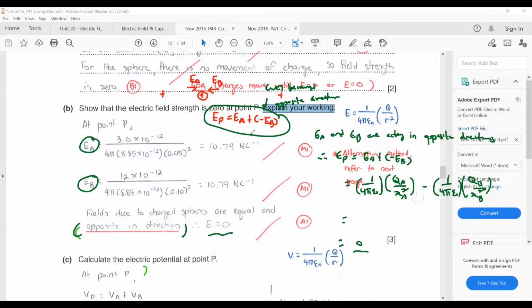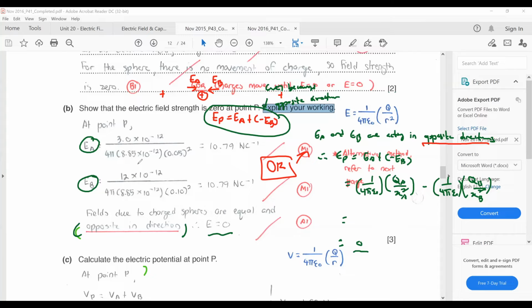Also can be used. The explain your working part here, strictly speaking, just wants you to say this. They want you to specifically point out that EA and EB are in opposite directions. Alright, so you can either do it this way or you can either do it this way. Personally, I prefer this way. But this one I just follow from the marking scheme last time when I look at it. Alright. Okay, so if you're okay with that, then we just move on.